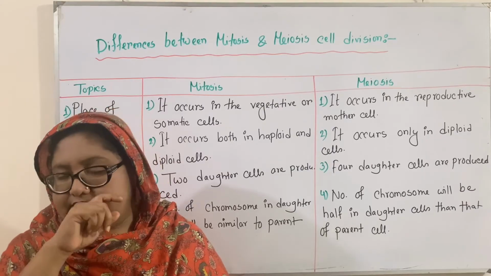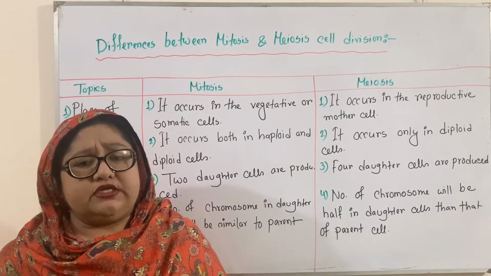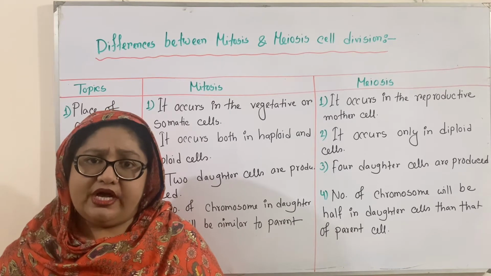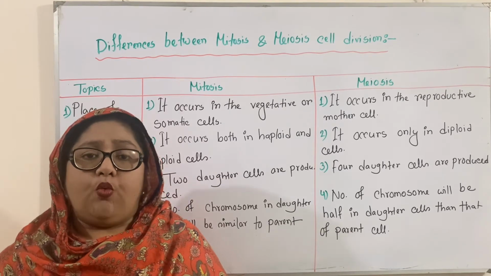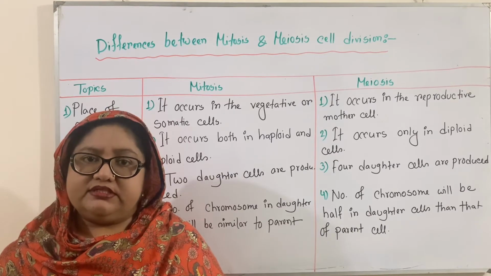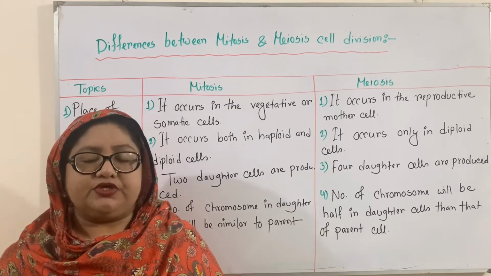What is mitosis cell division? You know that the process of cell division in which the nucleus and the chromosomes of a cell divide only once to produce 2 daughter cells, where the number of chromosomes is the same as the parental cell, is known as mitosis cell division. It is also known as equational cell division.